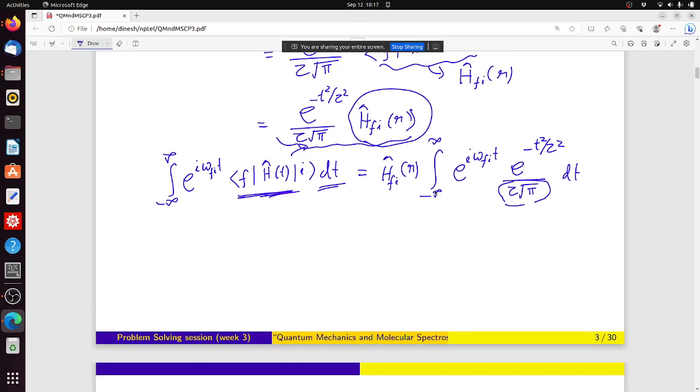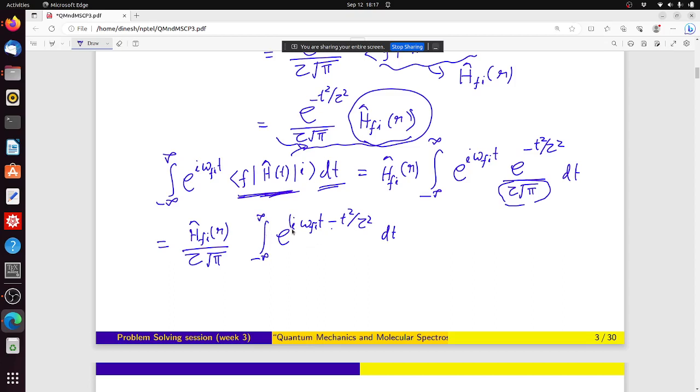Let's take this out first. This H of phi r over tau root pi, then this integration e to the power i omega phi t, then minus t square over tau square, this dt, minus infinity to infinity.